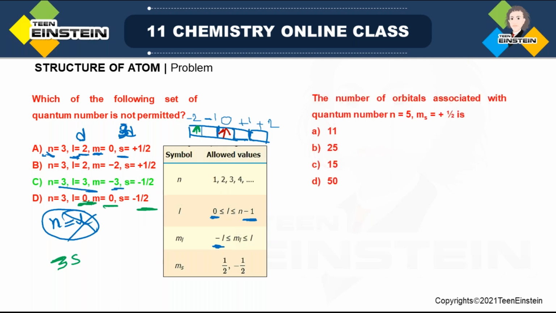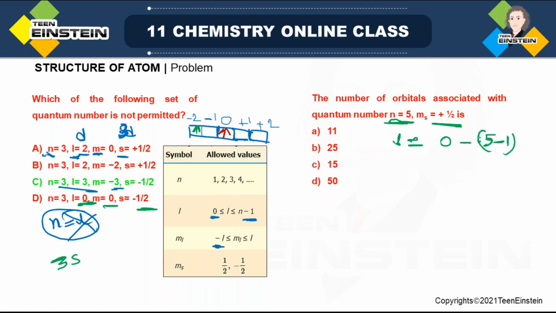Next question. The number of orbitals associated with quantum number n is 5. So here only principal quantum number is given and spin quantum number is given, which is plus up. Based on this information, you have to check how many orbitals are possible having this value of principal quantum number and spin quantum number. Now when principal quantum number is 5, first you have to check how many L values are possible. So L value should range from 0 up to n minus 1, that means up to 5 minus 1.